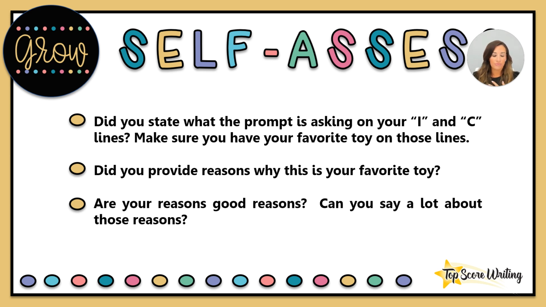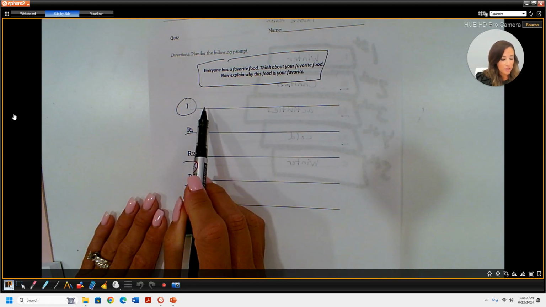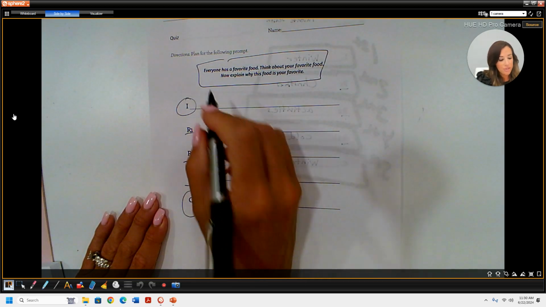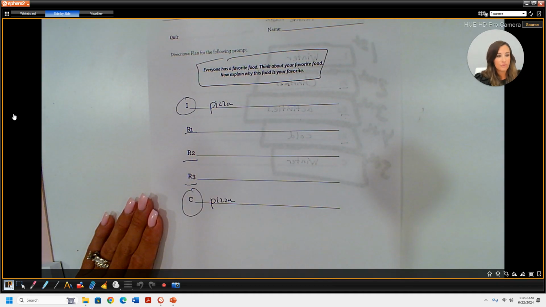The first thing I want you to do is check your I line and your C line and make sure you put your favorite toy. Your favorite food. It should be favorite food. Then I want you to make sure that you have your reasons. So as you're checking, make sure your favorite food is here. If I was doing this, I would put pizza because I love pizza. So I'd have pizza and pizza. Make sure you have your favorite food.